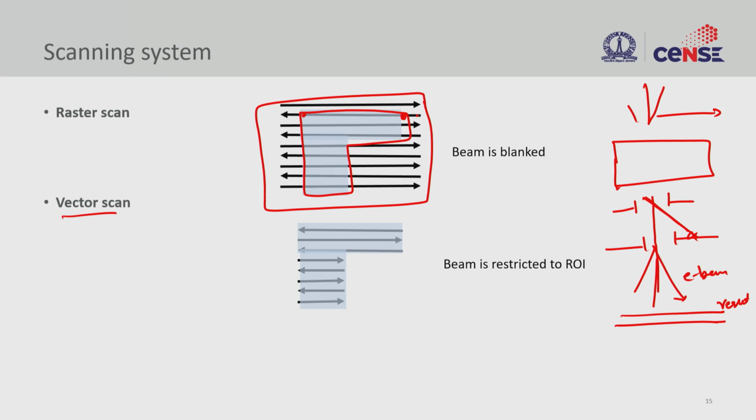It's a much more sophisticated writing, where you deflect the beam only in the region that you want, right? So the beam will not go outside your region at all. Only the place that you want, what we call the region of interest, you will write, and the other parts will not be exposed at all. So you need a better algorithm here compared to raster scan, which is pretty easy to control by one deflector, but here you need to control much better.